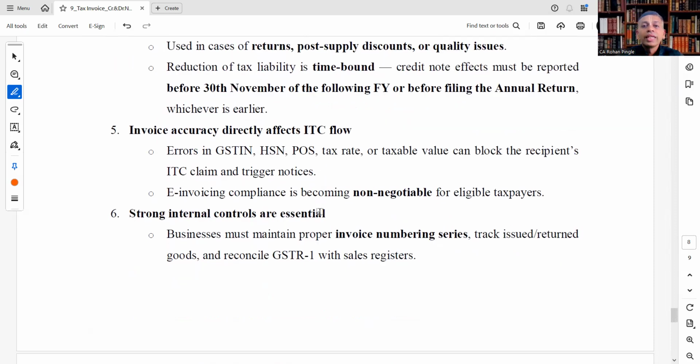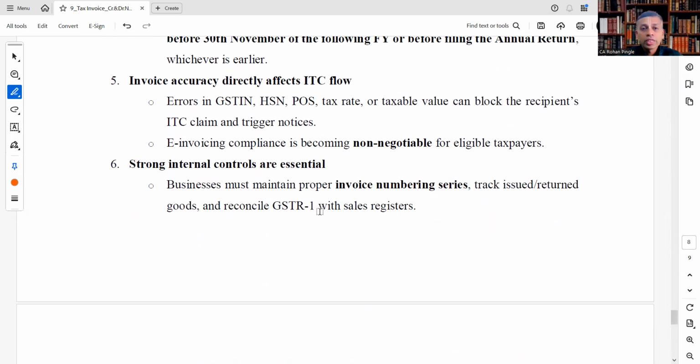Invoice accuracy directly affects the ITC flow. Errors in GSTIN, HSN, place of supply, tax rate, or taxable value can block the recipient's ITC claim and trigger notices. E-invoice compliance is becoming non-negotiable for eligible taxpayers. Those covered based on the turnover threshold, that is 5 crore or more, need to comply with e-invoicing. It is non-negotiable, they have to fulfill that e-invoicing component.